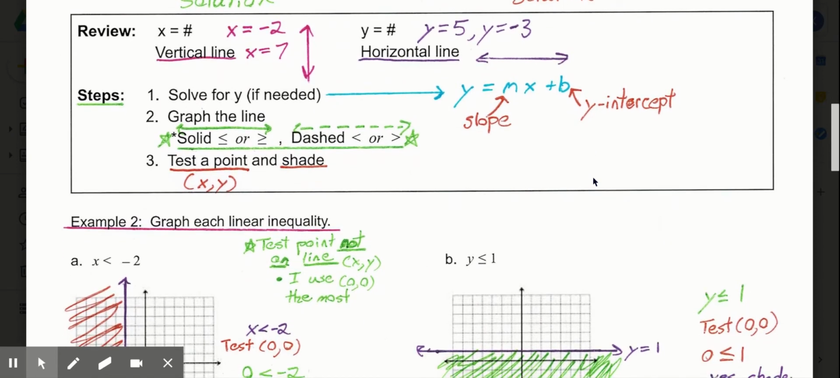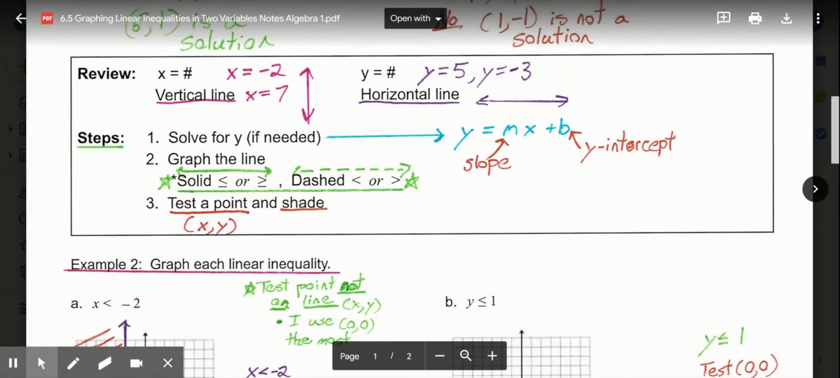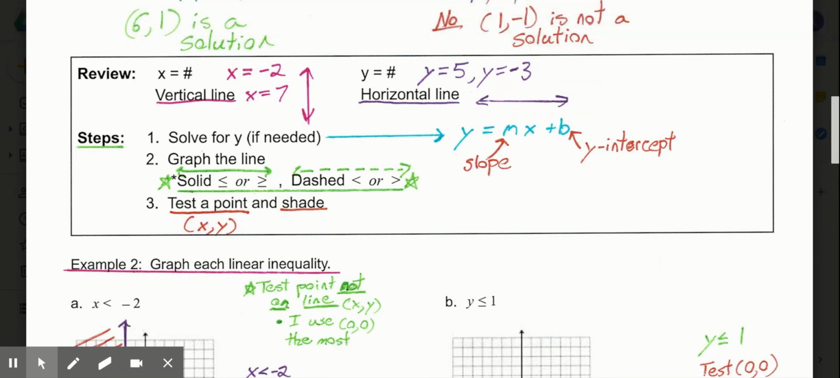Now for the graphing piece. What we want to briefly review is that anytime x equals a number, such as x equals negative 2 or x equals 7, we end up with a vertical line. Anytime that y equals a number, such as y equals 5 or y equals negative 3, we end up with a horizontal line.